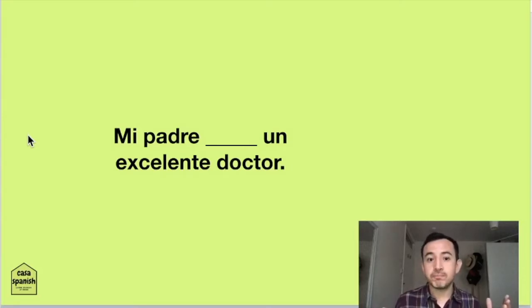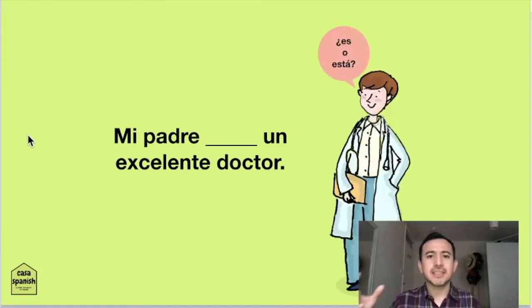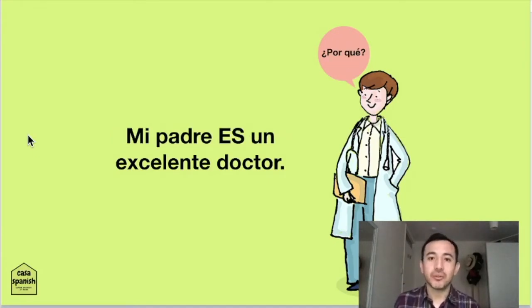Mi padre, un excelente doctor. We're trying to say my father is an excellent doctor. Now, is it es or está? Is it ser or estar? Students, when they start to analyze based on the rule of permanency or change, they might think, okay, the word doctor, so he wasn't a doctor before, so it means that it's not permanent. And what about if he changes occupation? Maybe he's not a doctor anymore. So yeah, it should be estar. I mean, the reflection kind of makes sense. But the answer is, mi padre es un excelente doctor.